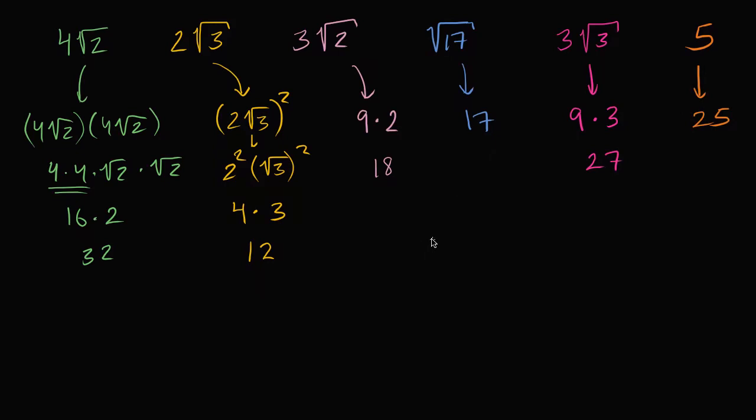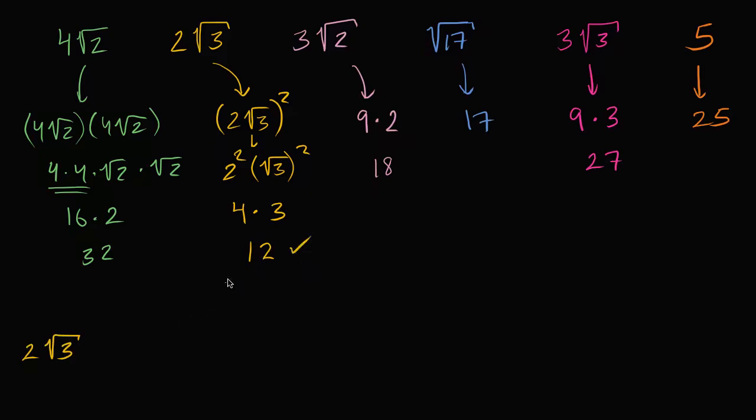So let's order them from least to greatest. So which of them, when I square it, gives me the smallest value? Well, compare 32 to 12 to 18 to 17 to 27 to 25. 12 is the smallest value. So if their square is the smallest, and these are all positive numbers, then this is going to be the smallest value out of all of them. So let me write that first. So 2 square roots of 3. So I've covered that one.